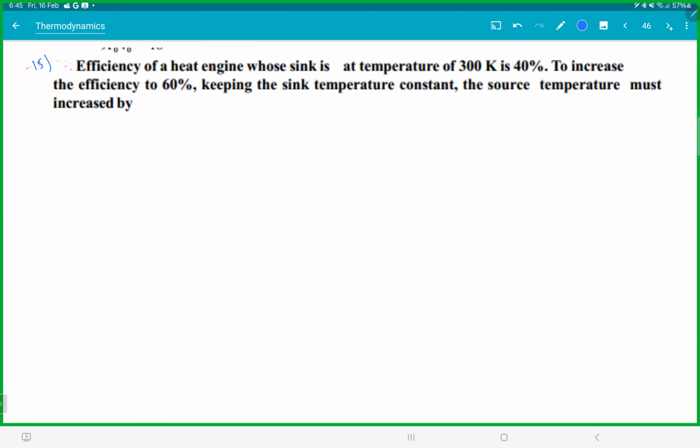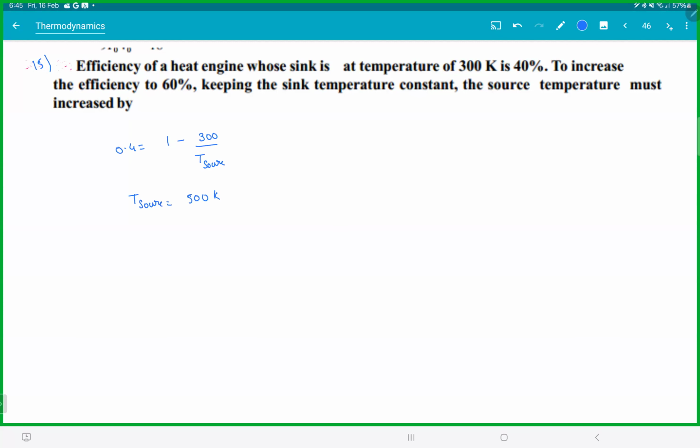250 Kelvin. The efficiency of the heat engine whose sink is at a temperature of 300 Kelvin is 40%. So 0.4 is 1 minus T sink over T source, with T sink as 300. T source is not given, so we can calculate from here anyway. So that's 0.6, so T source is 500.